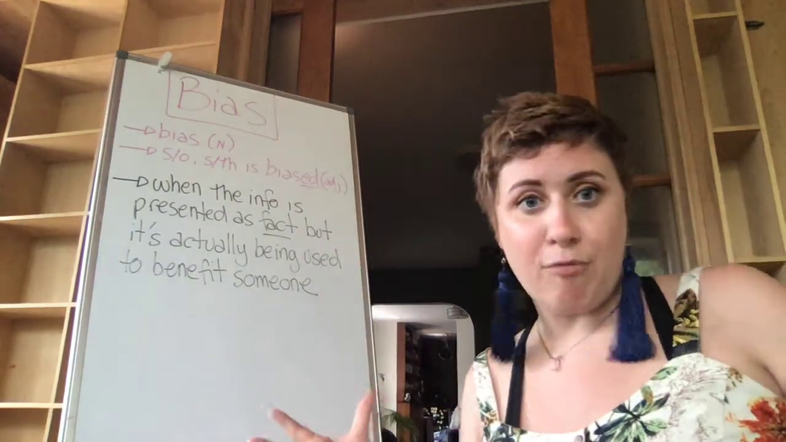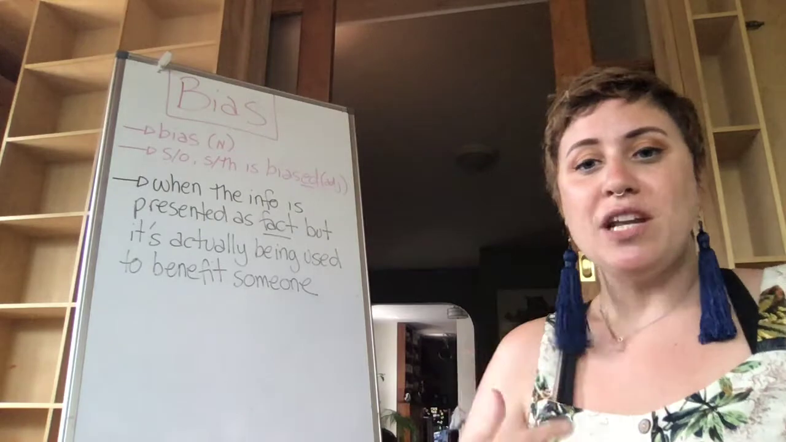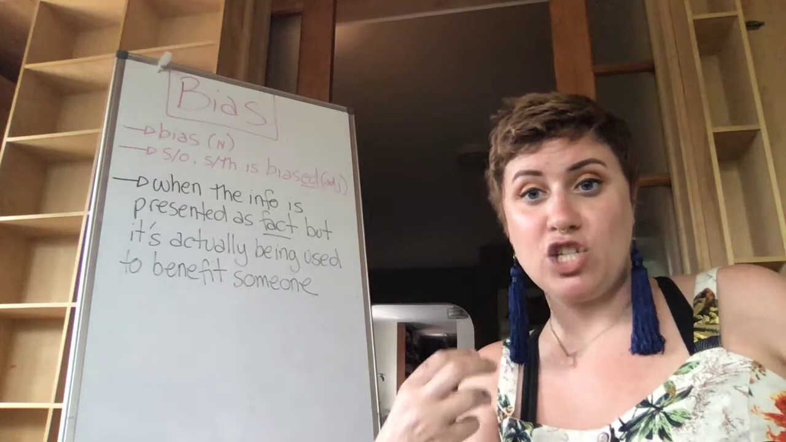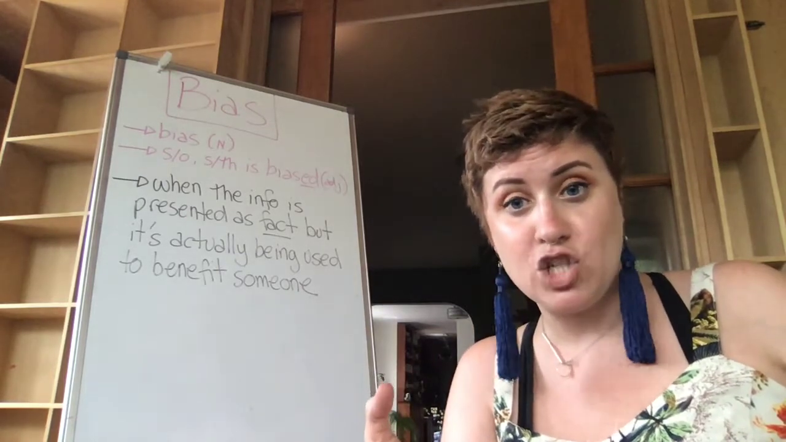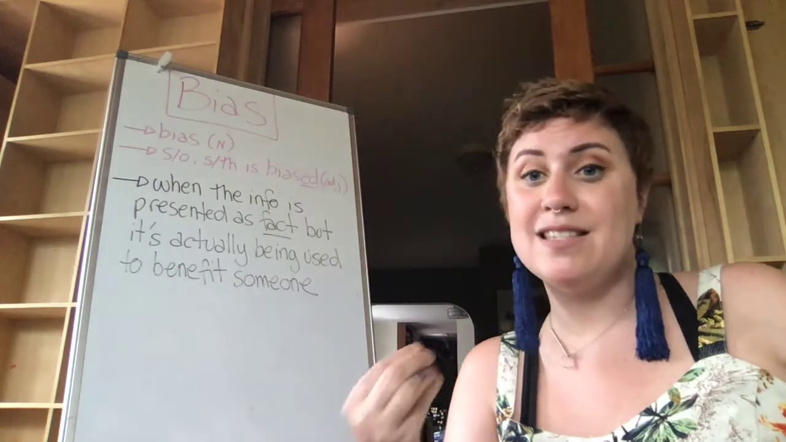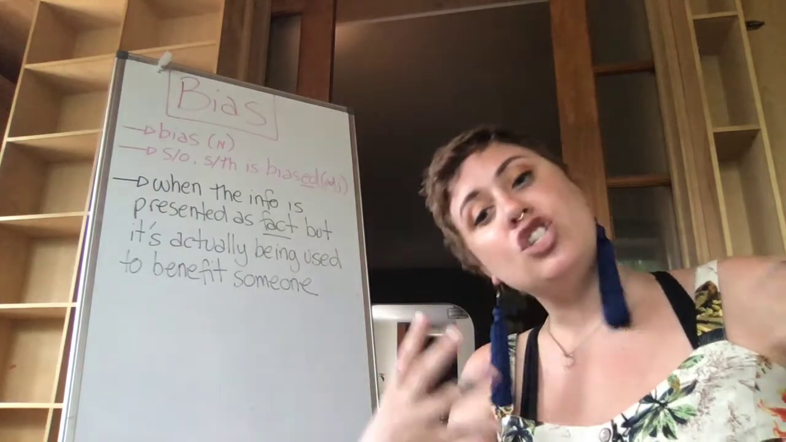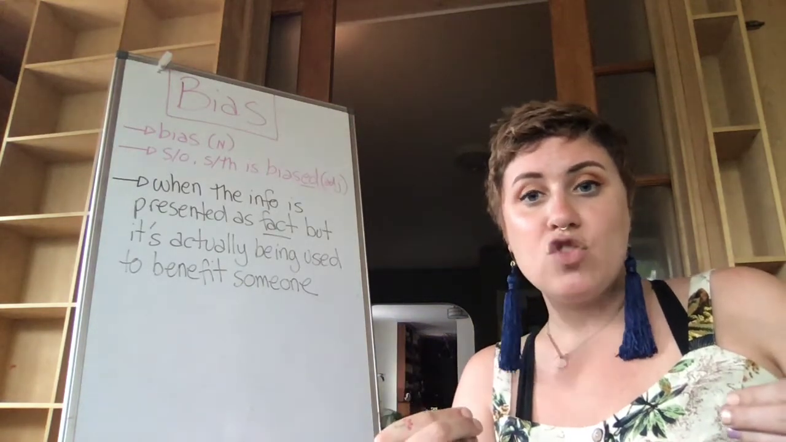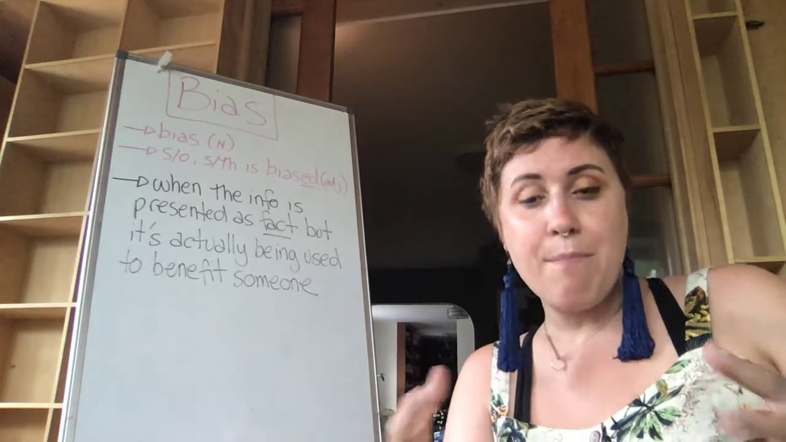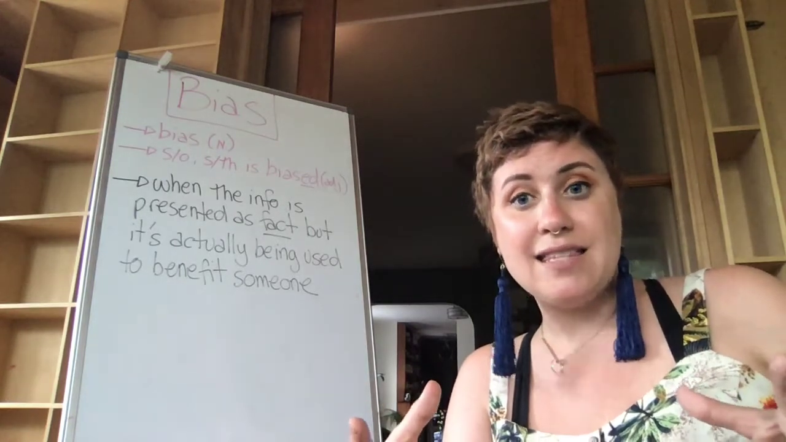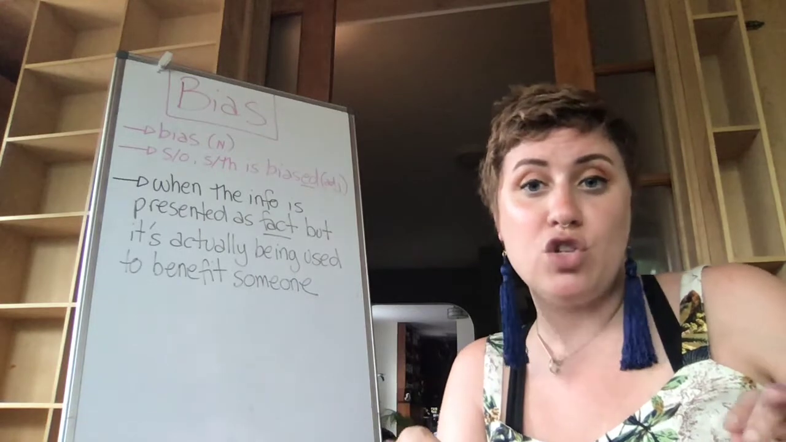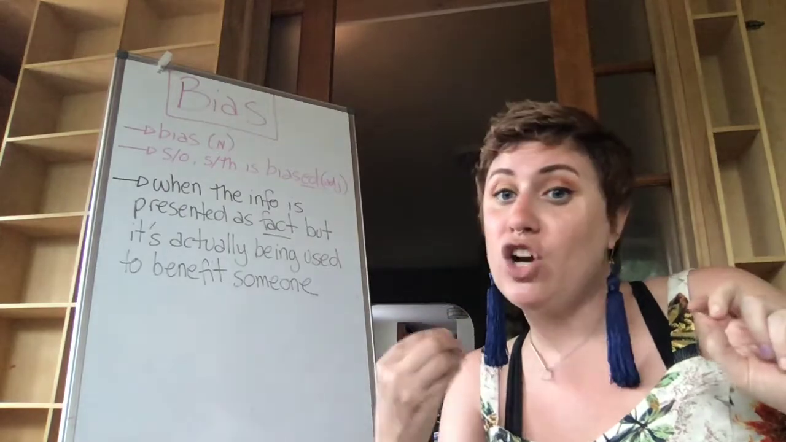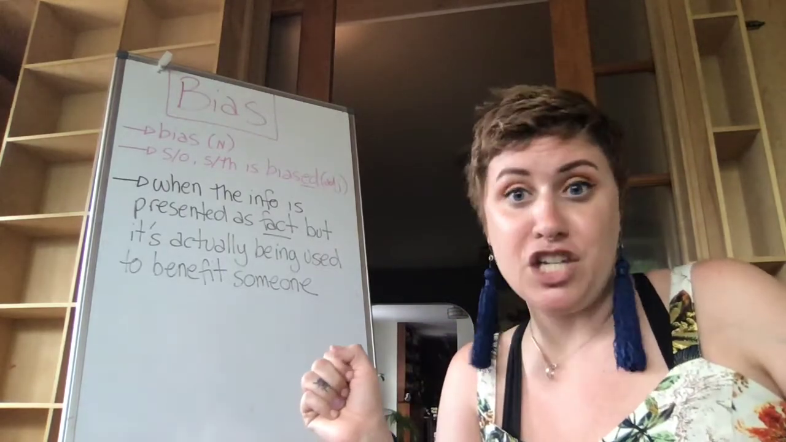So the definition of bias is when the information is presented like it is a fact, but actually that information and how you feel about that information is being used to benefit someone or something. It's just like the example that I gave before about the chocolate, right? So if a chocolate company pays for a study, they're like, listen, if you can do a study and you can make the results show that chocolate is good for your health, we'll pay you $1 million.